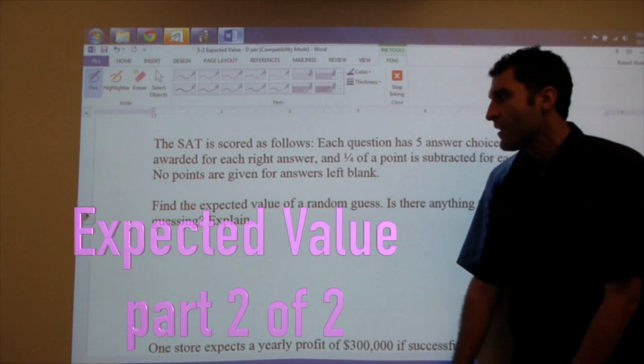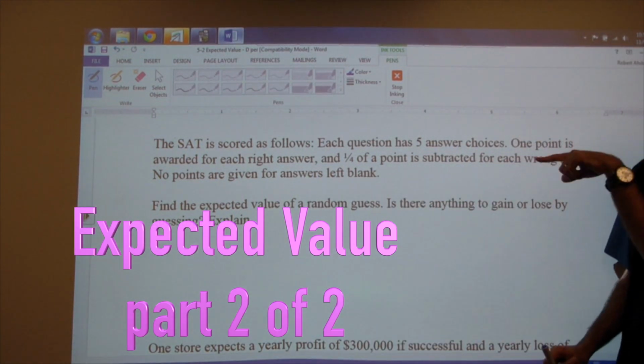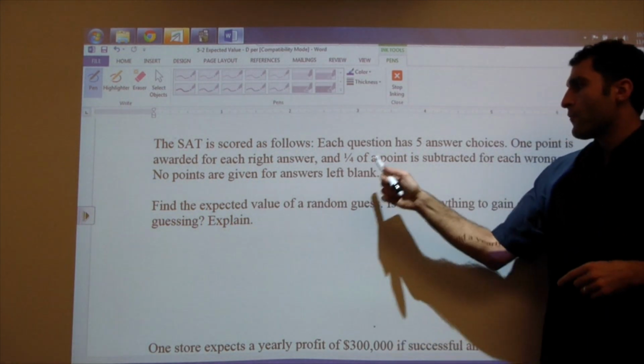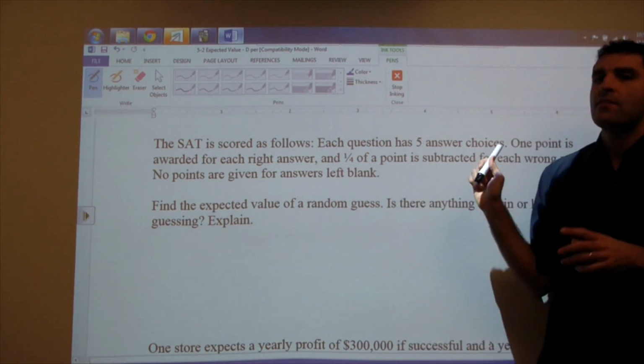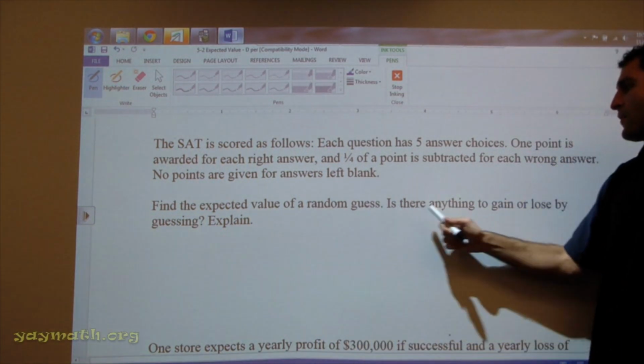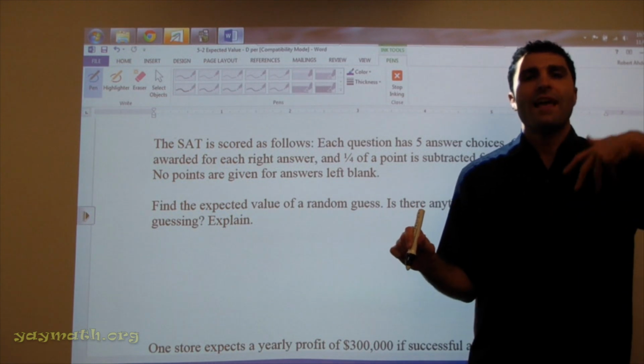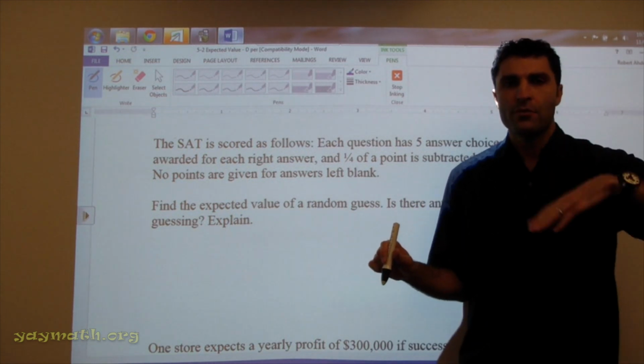SAT, sounds familiar? The SAT has 5 answer choices. 1 point is awarded for a right answer, and 1/4 of a point is subtracted for a wrong answer, and no points are given for omissions. Okay? Let's find the expected value of a random guess. So if you guess randomly, what's the average amount of points you would gain or lose?